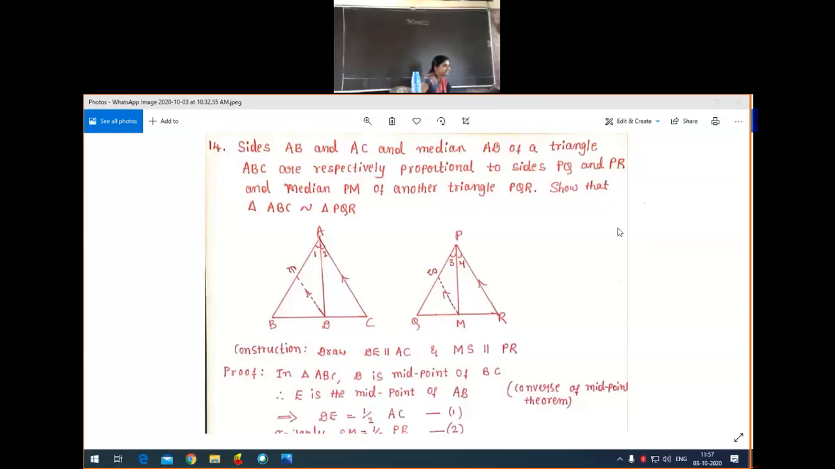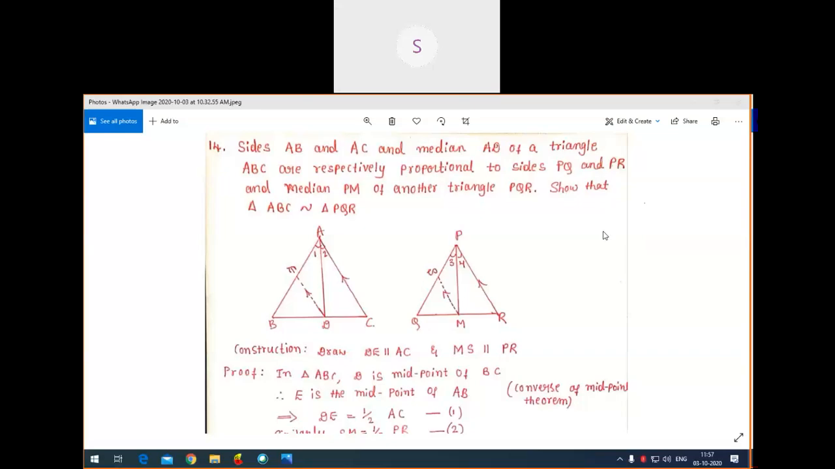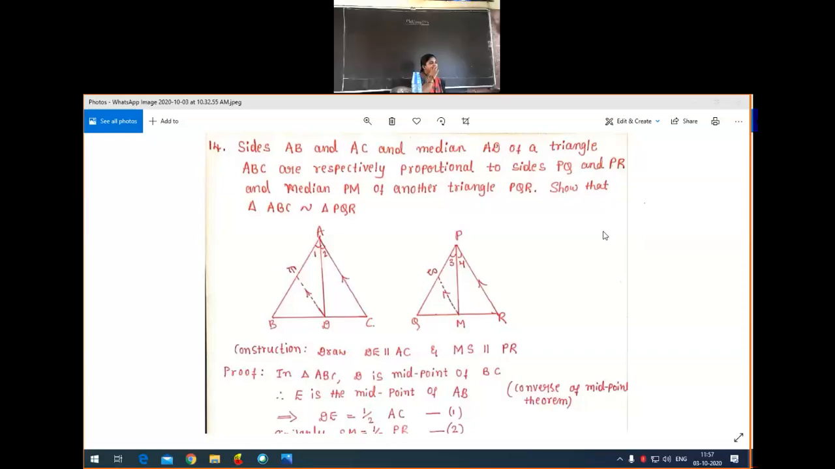The line joining the midpoints of two sides is parallel to the third side and it is half of the third side. Yes, very good. A line joining the two midpoints of a triangle is parallel to the third side, and always this line is half of the third side.